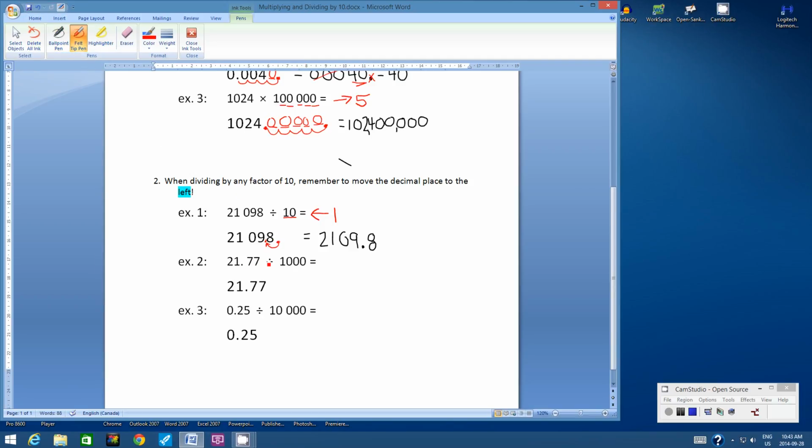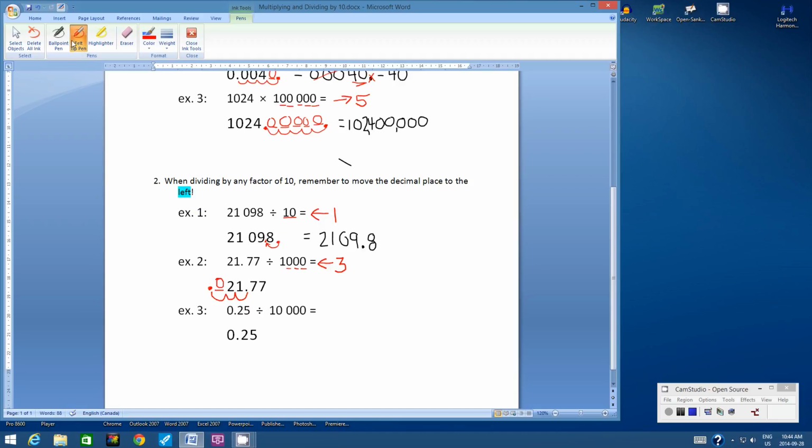21.77 divided by 1,000. Well, let's have a look at the factor of 10 we're dividing by. 1,000 is 10 times 10 times 10, 3 zeros. So we know we're going to move the decimal place 3 places to the left. So 21.77, we start here. We go 1, 2, 3. We place the decimal there. Now, we have to fill this place value with a 0.